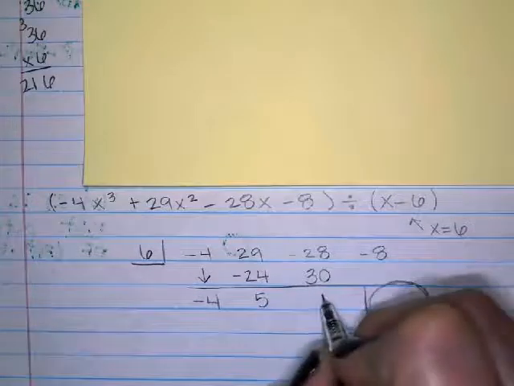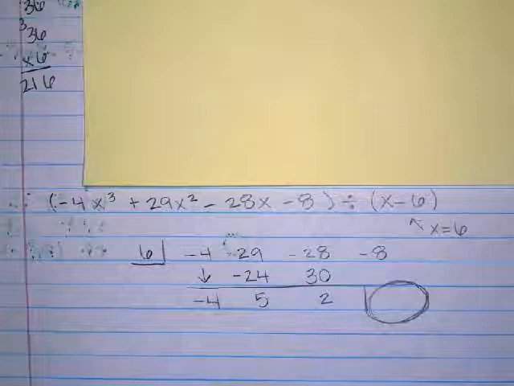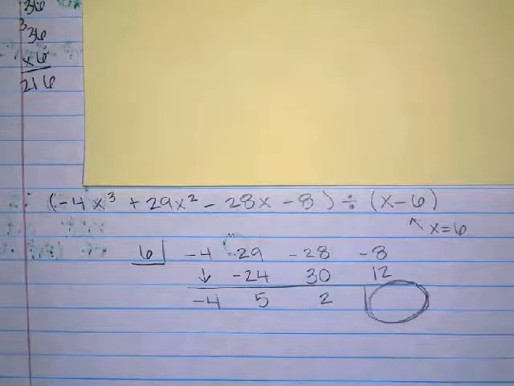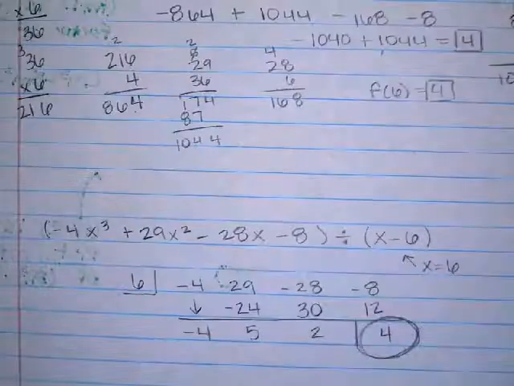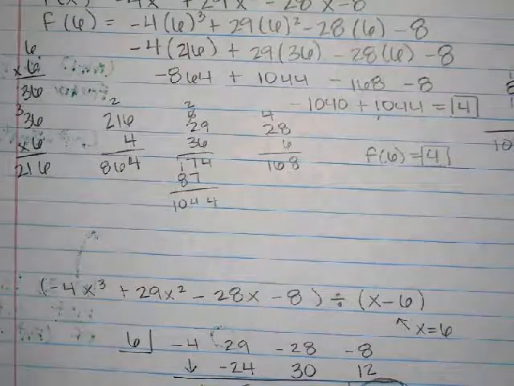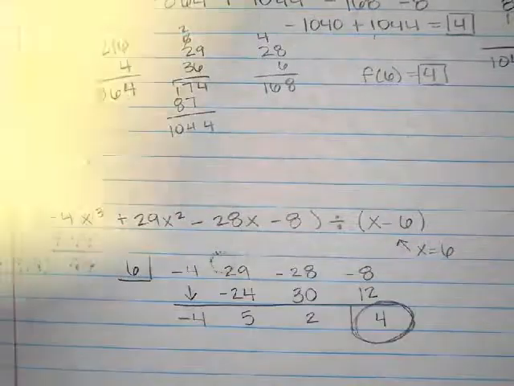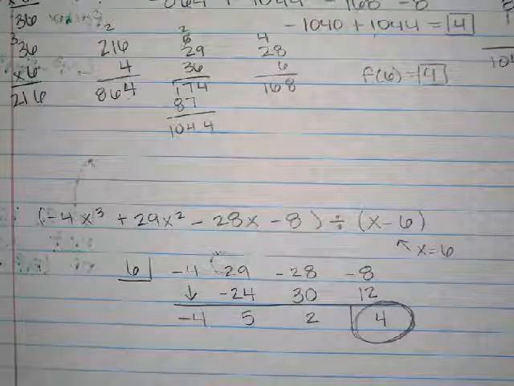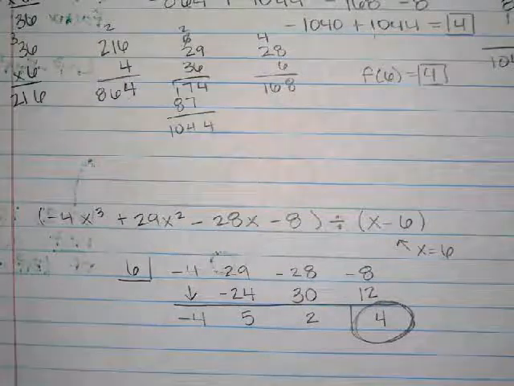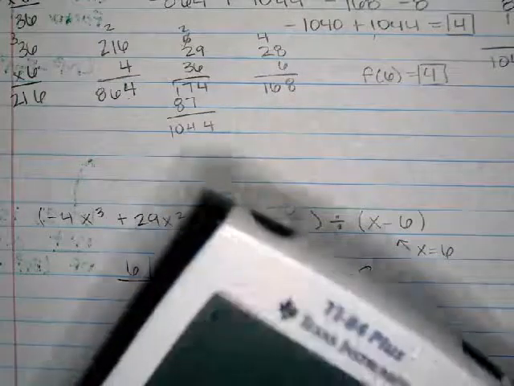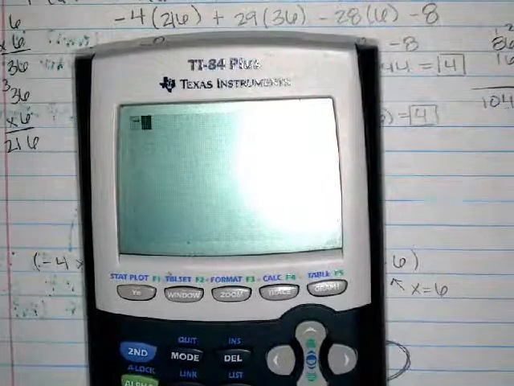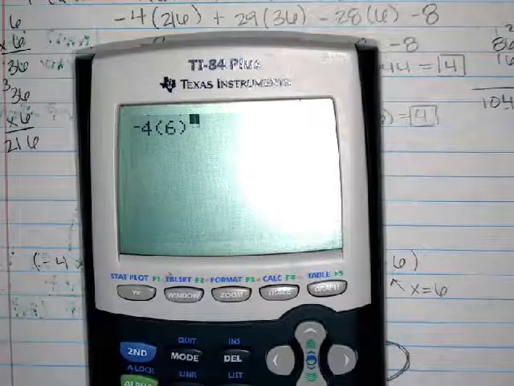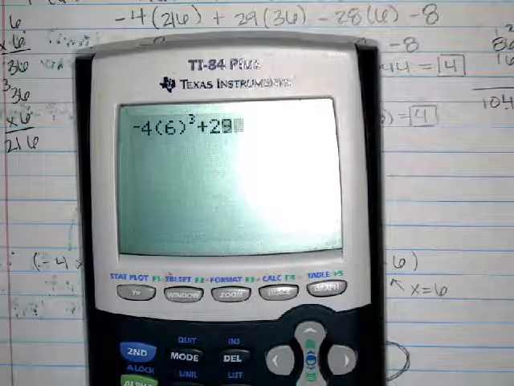Okay, did anyone get 4 for the answer? Yes. Oh, I did. Ta-da! So let's check this because not all of us got 4, but let's double check and see. I was relying on Taylor's exponent skills. So let's see if the answer really is 4. So negative 4 times 6 to the third plus 29 times 6 to the second minus 28 times 6 minus 8. The answer is 4.